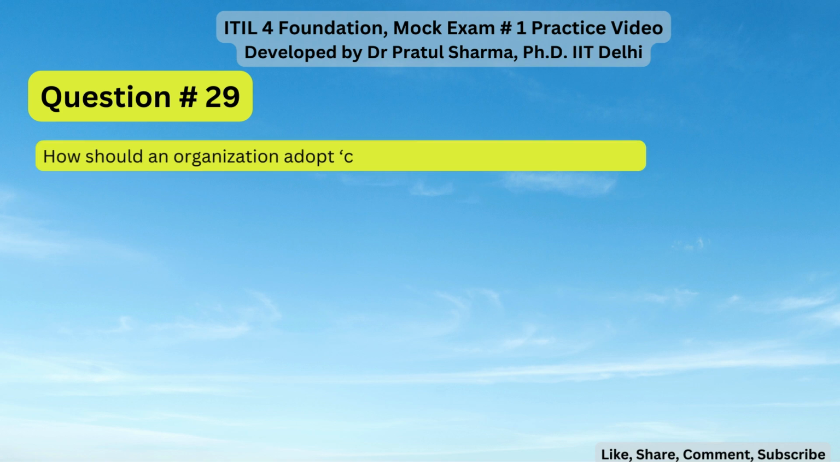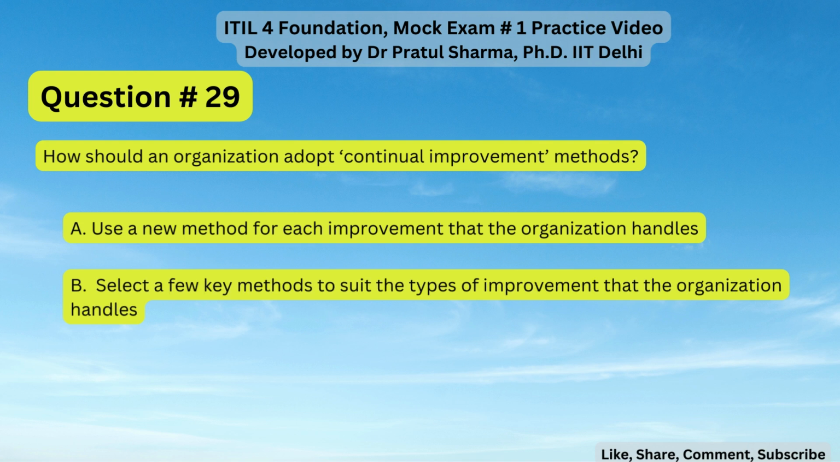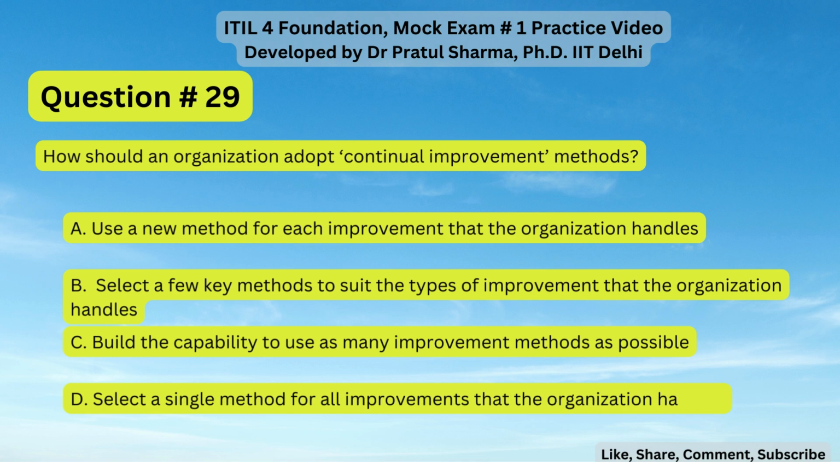Question number 29. How should an organization adopt continual improvement methods? A. Use a new method for each improvement that the organization handles. B. Select a few key methods to suit the types of improvement that the organization handles. C. Build the capability to use as many improvement methods as possible. D. Select a single method for all improvements that the organization handles.